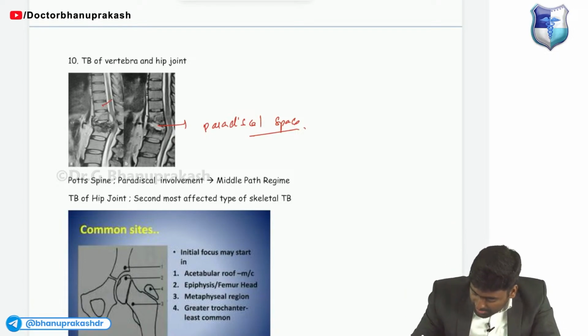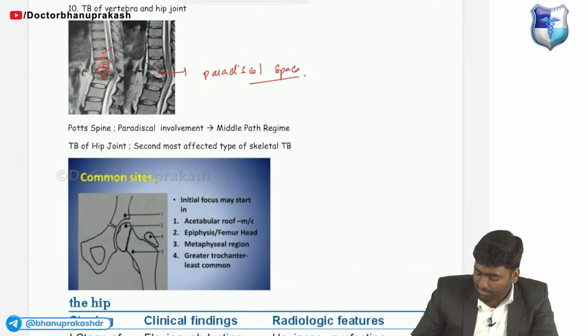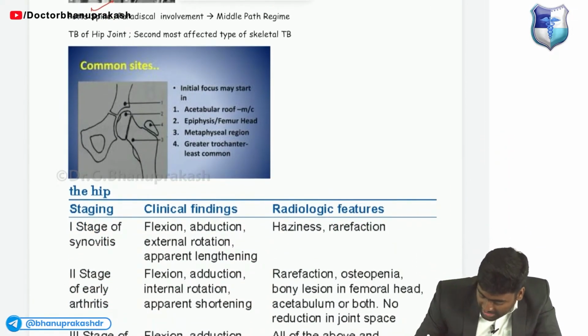This is the vertebra, this is the vertebra, and in between is the disc. So in TB there is disc involvement. That's why collapsing of the vertebra will be seen. Okay, that is the middle path regime, and spinal TB is known as Pott spine. And they asked about TB of hip.